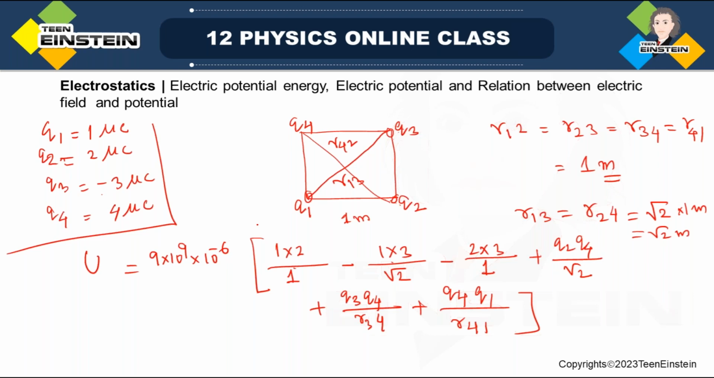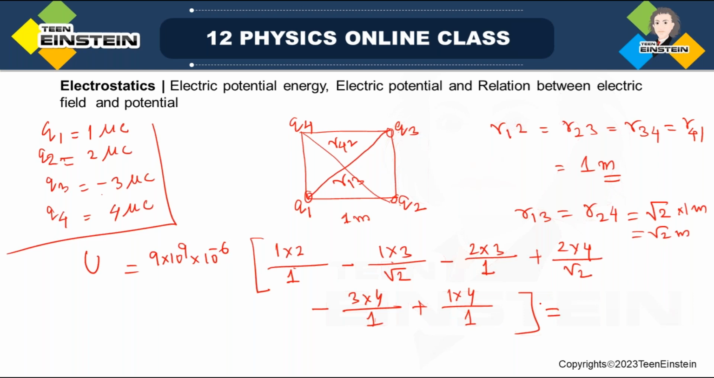2 4. 4 is positive, 2 is again positive, so this will be 2 into 4. So what about 3 4? 3 is negative anyway, so this will be with a negative sign. 3 and 4, this is a negative sign. And again, 3 4 is anyway 1 meter. What about 4 1? You can write 1 and 4. These are positive, so 1 into 4 or 4 into 1. This is 1 meter.